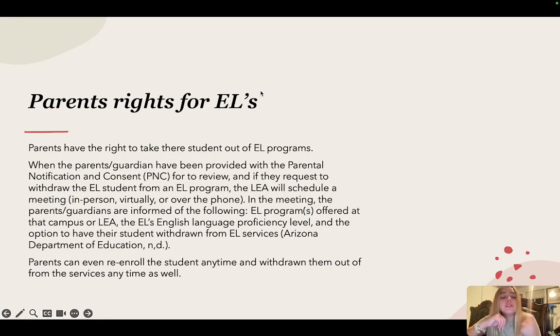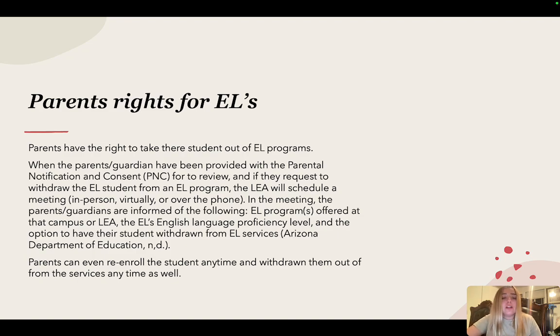So, the parents' rights for ELs. Parents have the right to take their student out of the EL program. If later on they decide they want to re-enroll them again, they have the right to do so. But if they feel like they want to withdraw the student from the EL program, they are allowed to. They have the right to.